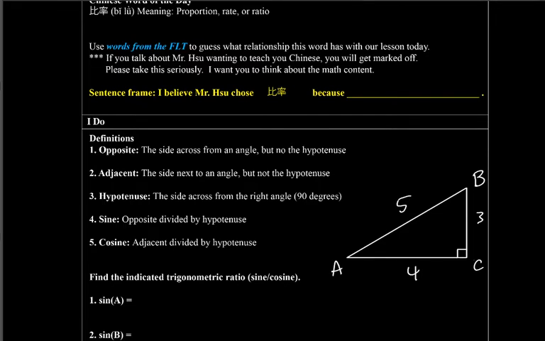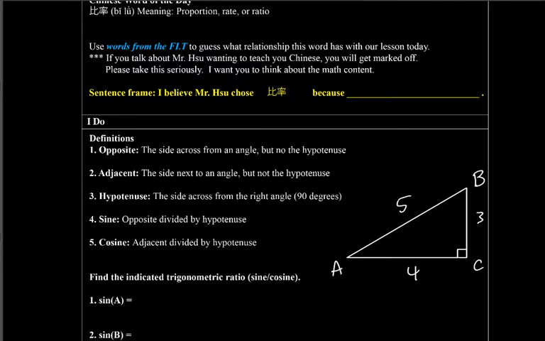Adjacent. The word adjacent itself just means next to. So if I'm looking at A, the side that is next to it but not the hypotenuse is 4. If we're looking at B, the adjacent side is 3. So 5, no, because it is the hypotenuse, which is the side across from the right angle. So 90-degree angle, right angle, that's what this is.